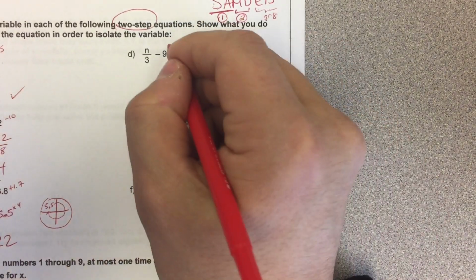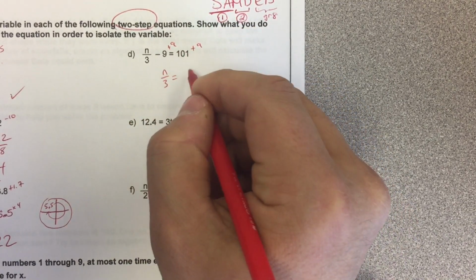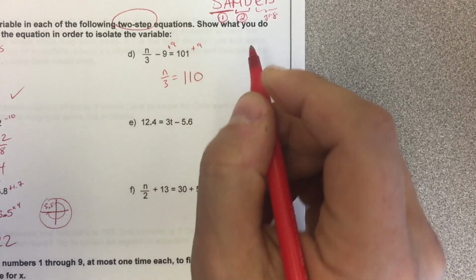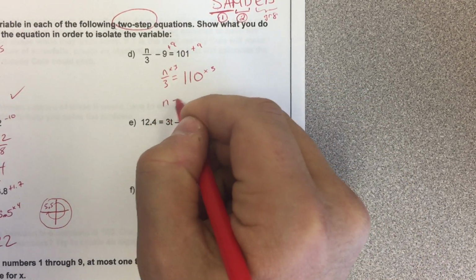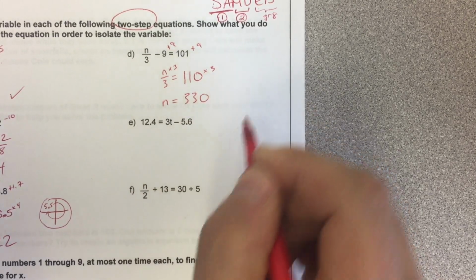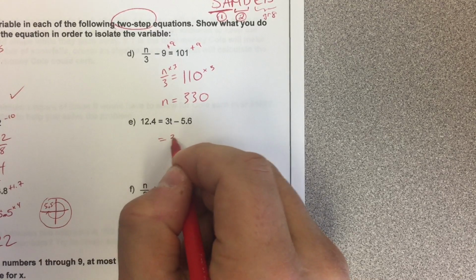Okay, in D, I'm going to add 9 to both sides. So I'm left with n divided by 3 equals 110. And then I have to multiply both sides by 3 in order to isolate for the variable, so I get 330.